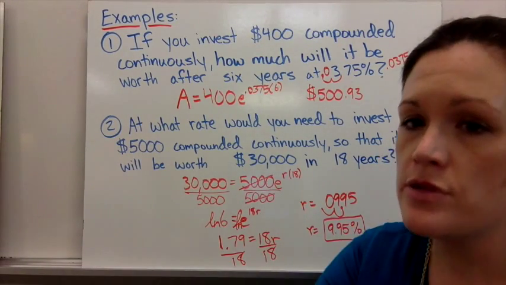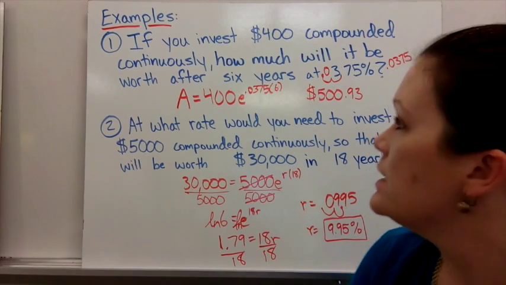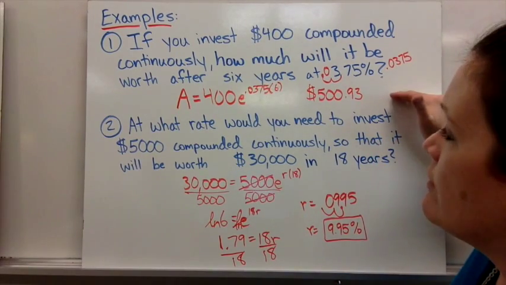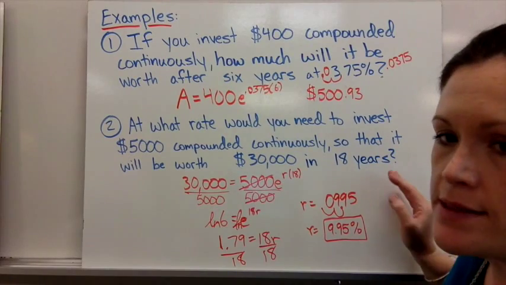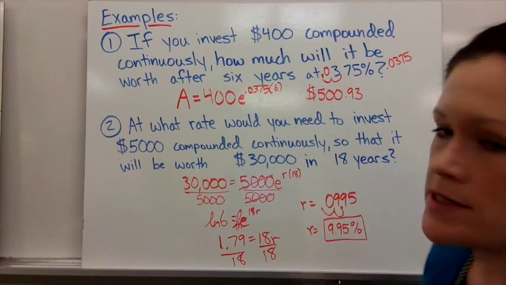So those are 2 examples of what you would see, and they cover pretty much any type of problem. You're either going to have to find the final amount or you're going to have to find rate and time, and either way would work very similar to this one.